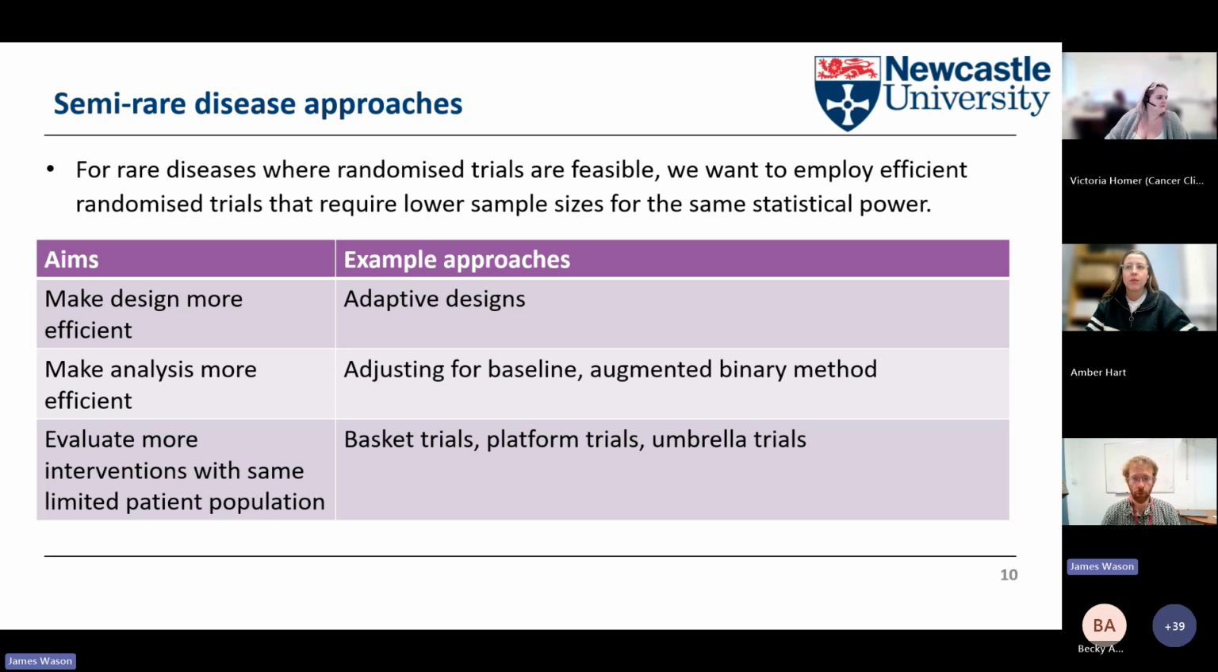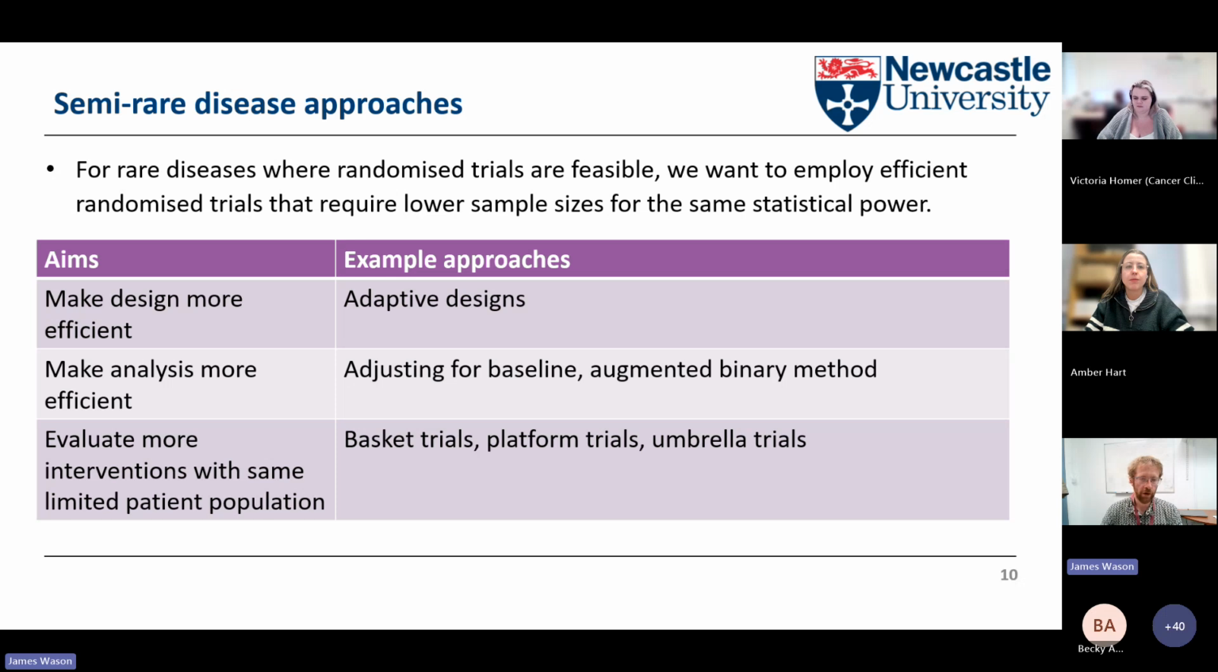So in the case where we can do randomized controlled trials, but we want to make things more efficient to make sure that they are more feasible to do, to get quicker results, and to be able to deliver more with the same amount of resources available, we might want to make the design more efficient, and an example of that would be through adaptive designs. I'll come back to that. We might also want to ensure that we're using the most efficient statistical analysis method, so that we're not throwing away information unnecessarily. I'm going to cover one example of that where we've used an innovative analysis approach to reduce the sample size needed for a trial.